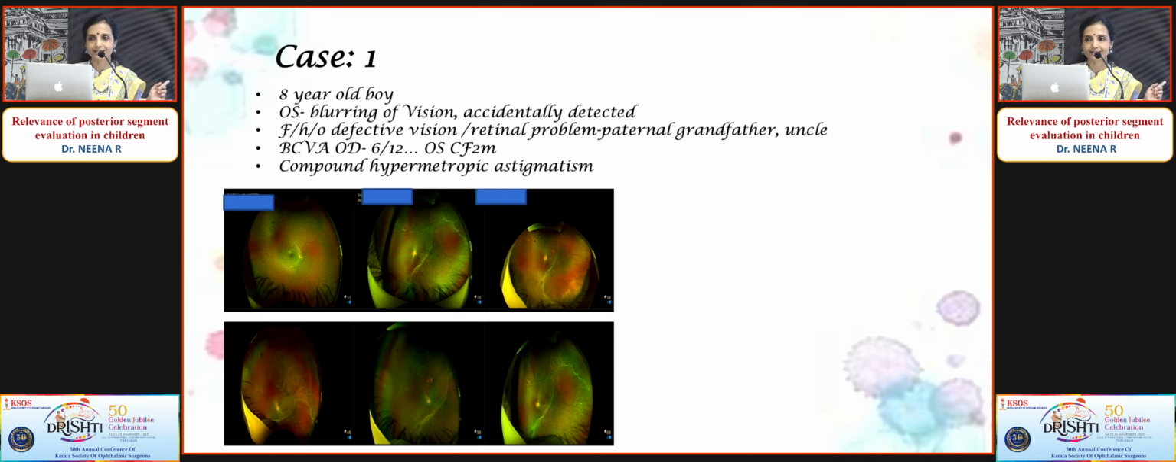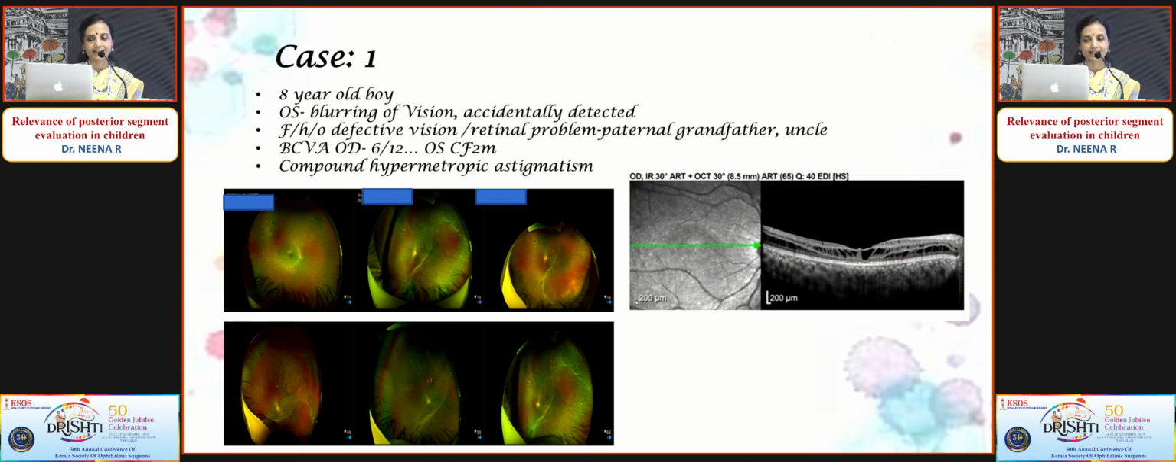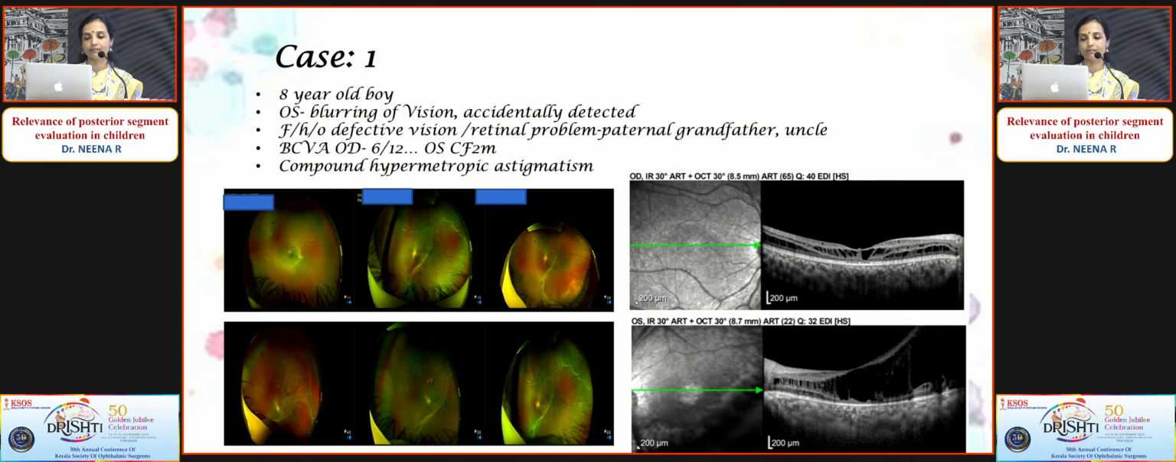You can see nicely the Optos is showing beautifully what he's having, and he was cooperative enough for an OCT, and you're seeing schitic changes in the fovea. So before labeling any child as amblyopia, please make sure that he's not having a pathology, and he turned out to have a juvenile X-linked retinoschisis. So it is important that you document this, and in cases which you cannot explain, at least refer them if you don't have the necessary investigations at your place.